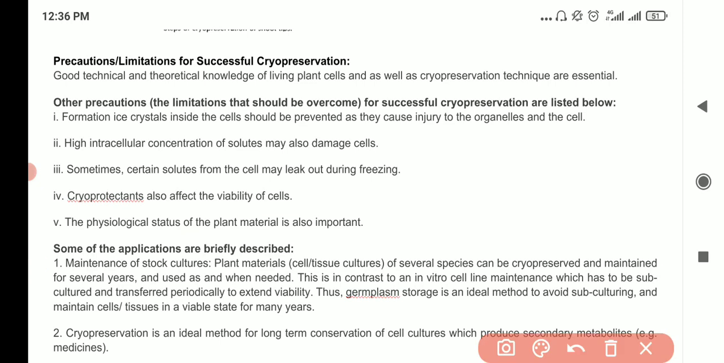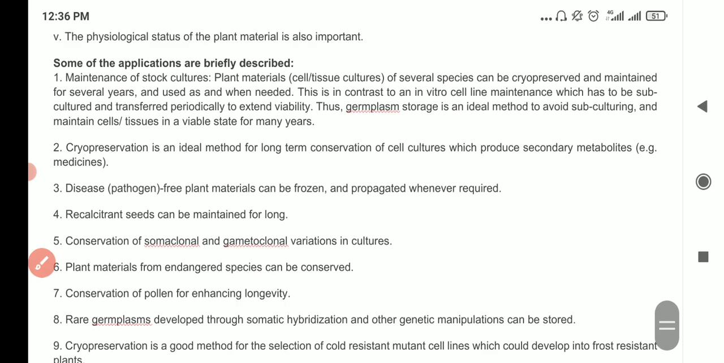So these are the precautions. We should prevent ice crystal formation. Concentration of solute should be less. We shouldn't allow the cell content to leak. We should choose the right cryoprotectant according to the cell that we use, etc. Some of the applications, I've already given you so many applications, to reculture, to protect them from natural disasters, etc. You can read on your own.